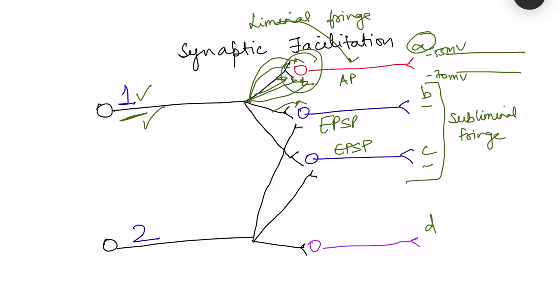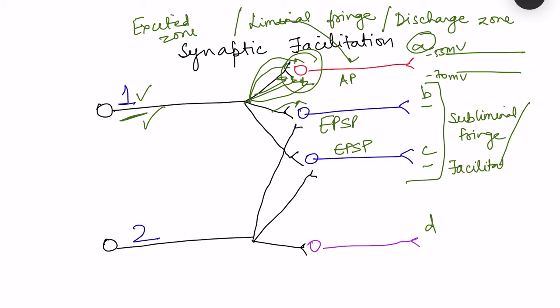liminal fringe. Okay, these are certain terms you should know. There are other names as well. This liminal fringe is also known as the discharge zone. Okay, because discharge, when we say the word, it means the generation of action potential. So this is the discharge zone, or also known as the excited zone. Fine. On the other hand, there are other names for the subliminal fringe, where we can call it the facilitated zone or sub-threshold zone, because the EPSP is not reaching the threshold, so sub-threshold zone.